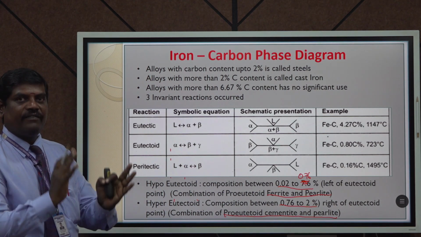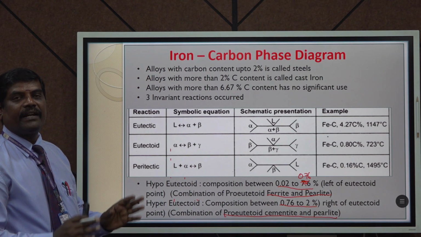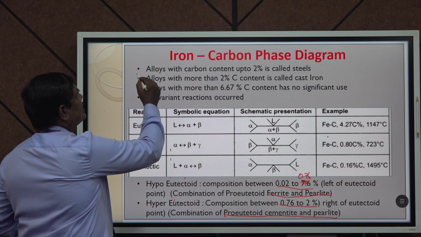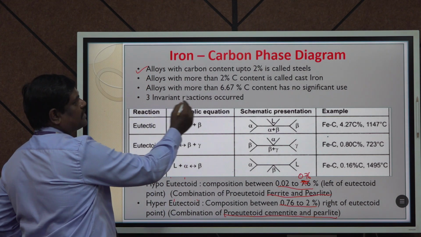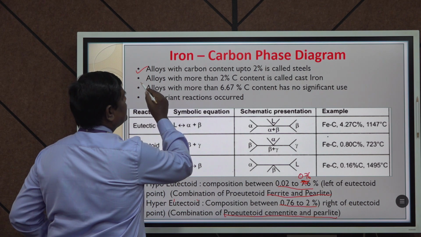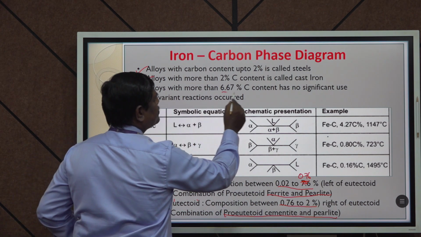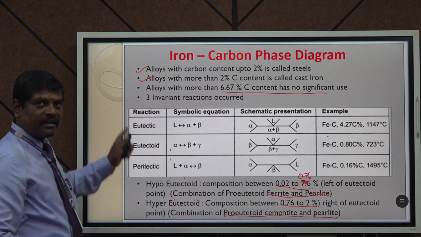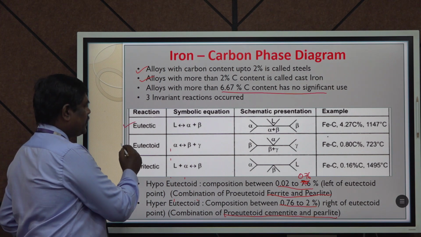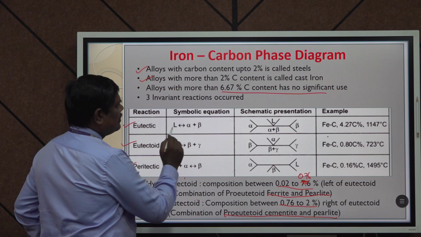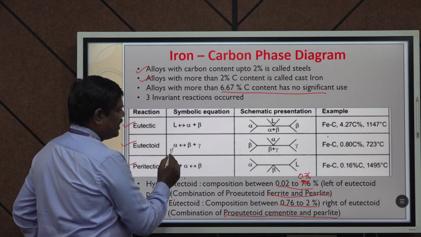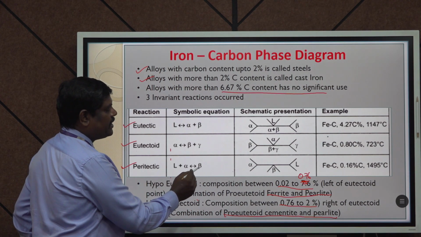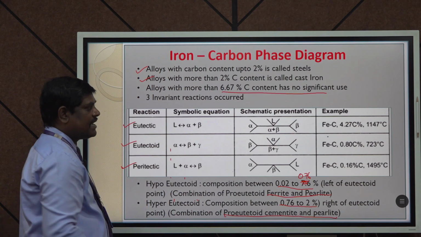So, the overall summary from the iron and iron carbon equilibrium diagram, especially these three invariant reactions: up to 2 percentage we call it steel, and from 2 percentage to 6.67 percentage we call it cast iron. Beyond 6.67 percentage there is no significant use. Three reactions occur, and they are represented here: eutectic, eutectoid and peritectic. The liquid is converted into 2 solids, a solid is converted into 2 solids of different phases, and liquid plus solid is converted into a solid, which we call peritectic.